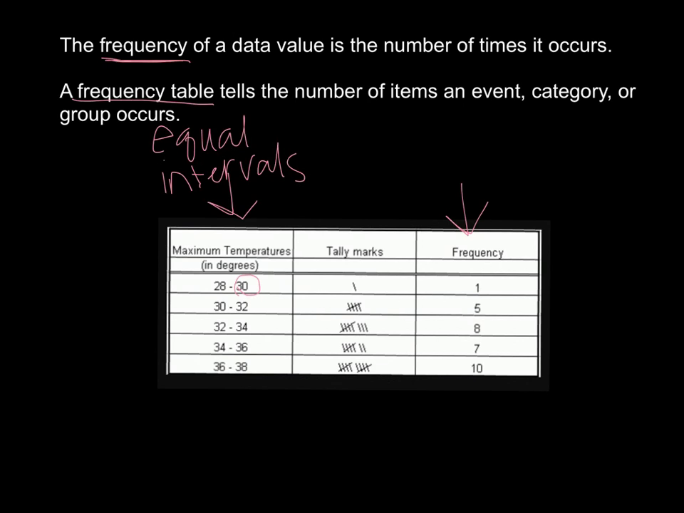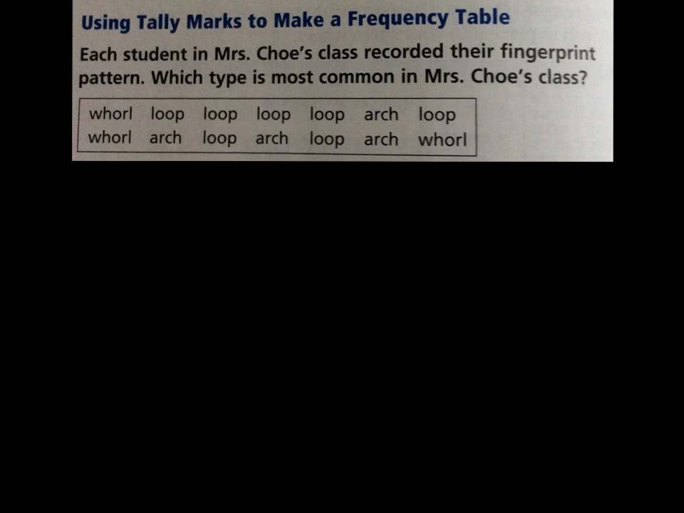we shouldn't have matching numbers here because if you have a 30, which box would it go in? But anyways, equal intervals. Here we do tally marks, and then here's our frequency. So how many were between 28 and 30? There was 1. How many were between 30 and 32? There were 5. This is just, again, showing you. Let's make one so we can really understand it better.